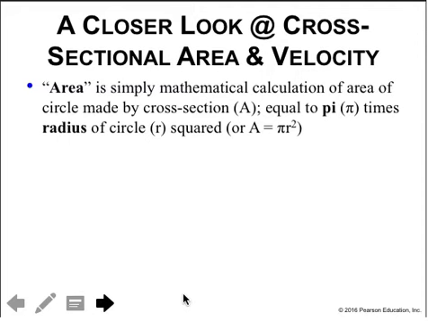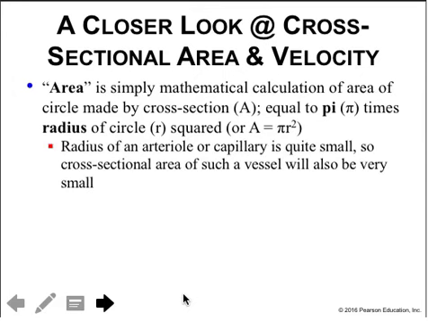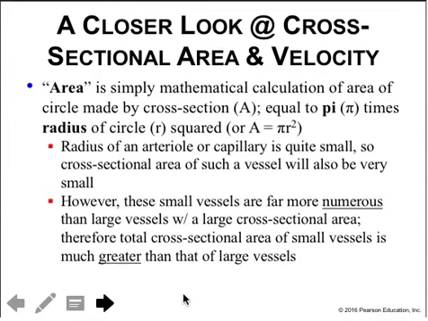Area is simply a mathematical calculation of the area of a circle made by a cross-section through that circle. It's equal to pi times the radius of the circle squared, as shown here. The radius of an arteriole or a capillary is small, so the cross-sectional area of such a vessel is also very small. However, these vessels are more numerous than the large vessels with a large cross-sectional area. Therefore, the total cross-sectional area of small vessels is much greater than that of a large vessel.